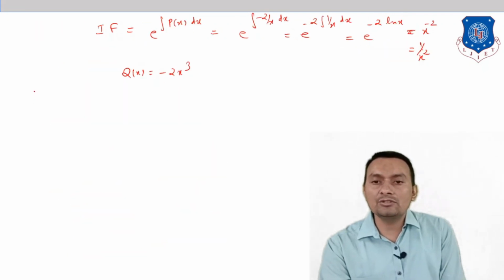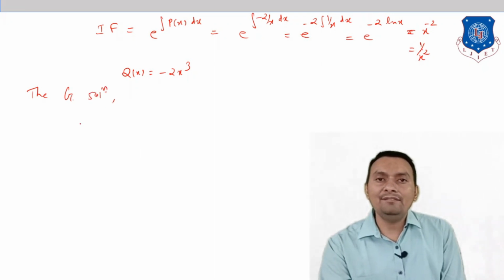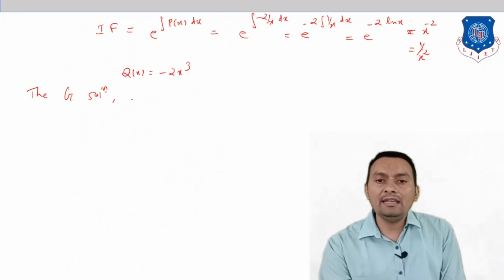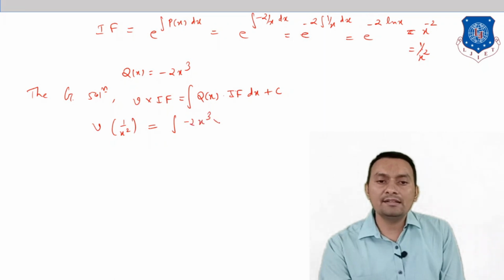Now therefore the general solution is given by dependent variable. We have already mentioned that v is nothing but the dependent variable. So the dependent variable v multiplied with the integrating factor is equal to the integration of Q of x multiplied with the integrating factor dx plus c. But here the integrating factor is nothing but 1 divided by x square. So I write it over here, and the integration of Q of x, that is minus 2 times x cubed, and the integrating factor 1 divided by x square dx plus integrating constant c.